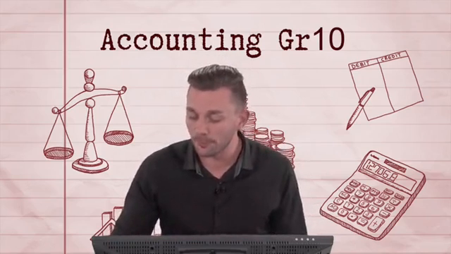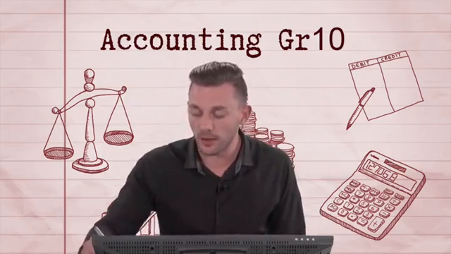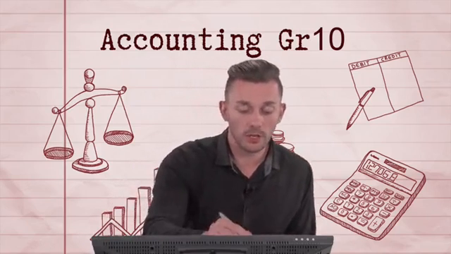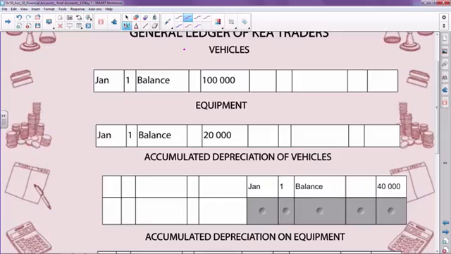But now, we calculated everything. Now I want to quickly show you how to record everything for a specific year in the general ledger. This is the most important way to record it. So remember, your vehicles will be an asset. It's plus, minus, and will be always recorded at your cost price. There it is, 100,000 Rand. That's what I've paid, and will stay like that. Your equipment, we've paid 20,000, also an asset, and it will remain 20,000.